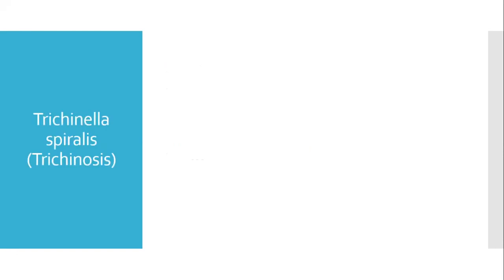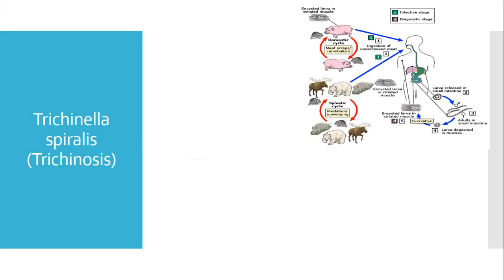So our next intestinal worm is Trichinella. The life cycle of this one, if we start off with, there are two cycles. You can get the cycle that is in the wild and then the cycle that is in the domestic animals. We'll focus on the domestic animals, but essentially the cycle in the wild, the sylvatic cycle, is exactly the same.